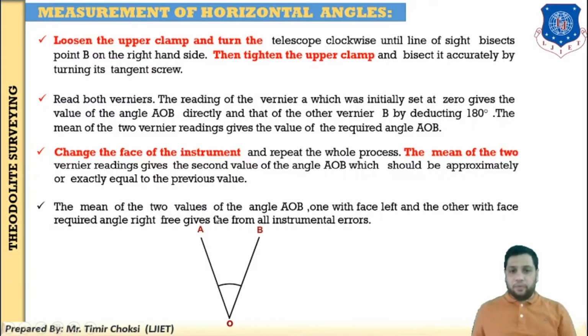The mean of the two values of the angle AOB, where one is the face left condition and one is the face right condition, gives the required angle free from all instrument errors, because the readings have been taken from two observations, face left observation and face right observation. So the angle is free from all errors. So this is the ordinary or general method of finding the horizontal angle using the theodolite.